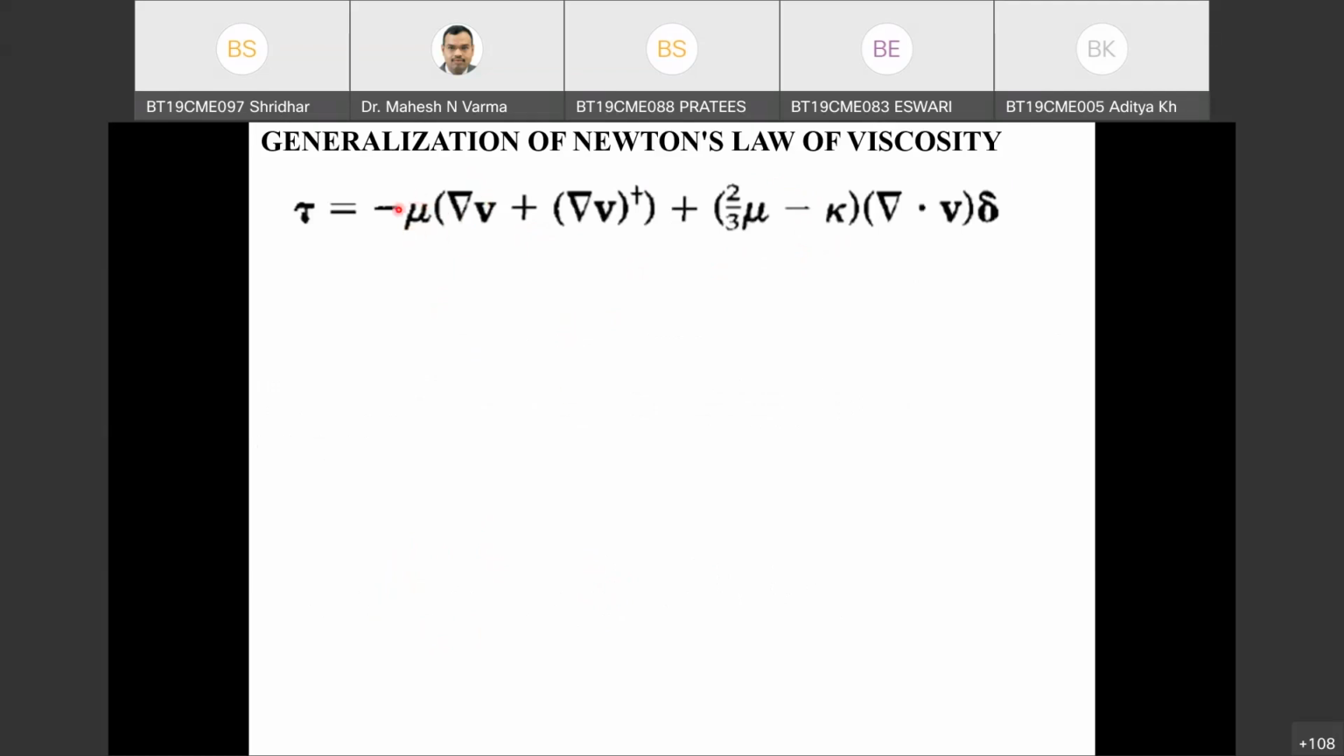So A equals minus mu, and B equals 2 by 3 mu minus K. Both mu and K are viscosity coefficients, where mu is called the general viscosity, and K is called the dilational viscosity.